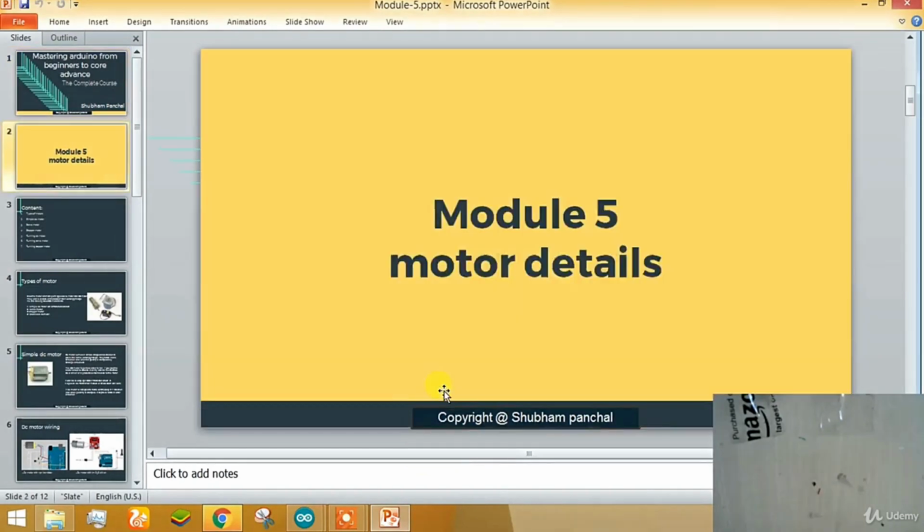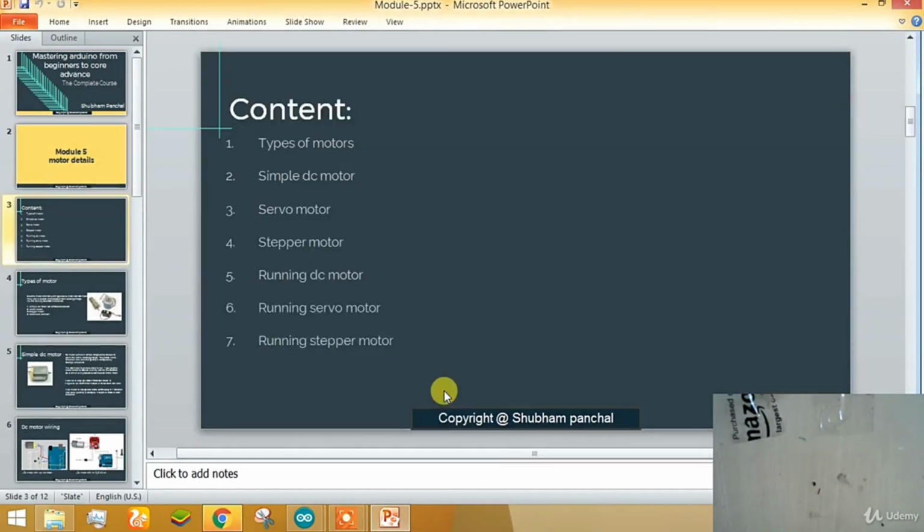In this tutorial, we are going to learn about motors and how to control the motor with the help of Arduino. First of all, let's just see the content. Our content is types of motors. Next content will be simple DC motor, servo motor. Then after we are going to talk about stepper motor. And in the last three tutorials, we are going to learn about the controlling method of the motor and we will be doing an experiment on controlling the motors.